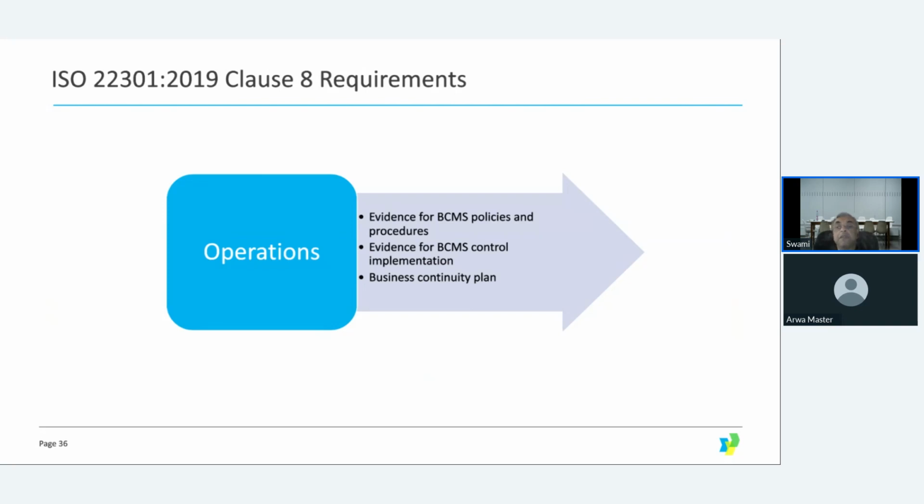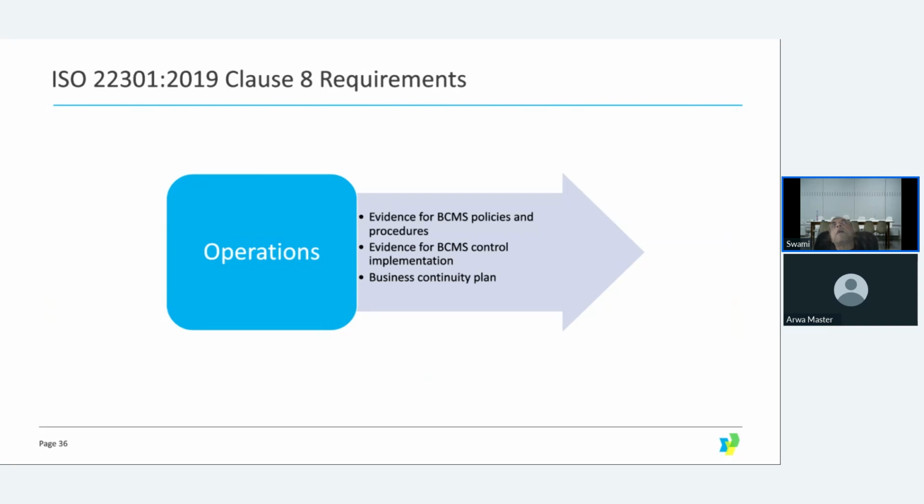Now, coming back to the requirements of this document, evidence of business continuity management system policies and procedures needs to be there, and also we need to have the evidence that the controls related to BCMS are implemented, and also your business continuity plan. So these are all the documents that you need to have. The business continuity plan must have the RTO and RPO.